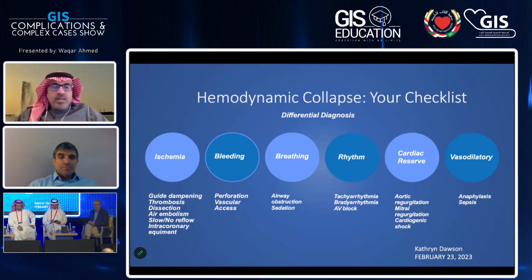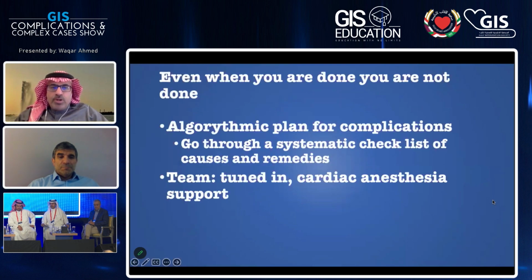So, in ischemia, is it guide damping, thrombosis, air, no flow, or possibly problems with the equipment? Of course, we think of bleeding first, which is perforation in the coronaries, small vessels, large vessels, collaterals, or vascular access. So you have to go through that, and it is tough, and it is kind of difficult when people are running around, there's a CPR going on, to be going through this. So this is important now.